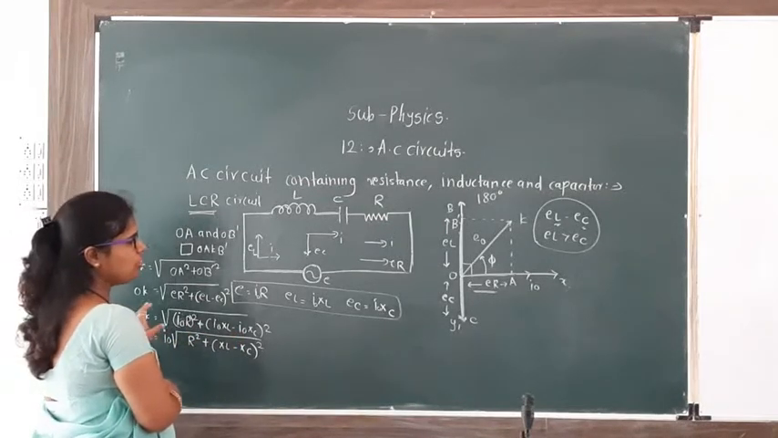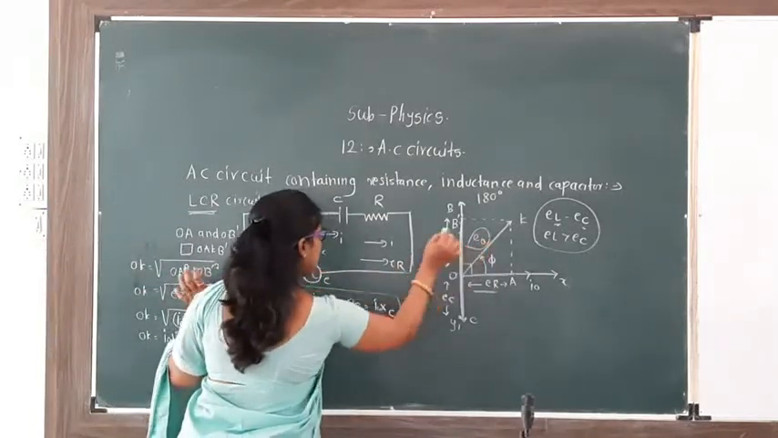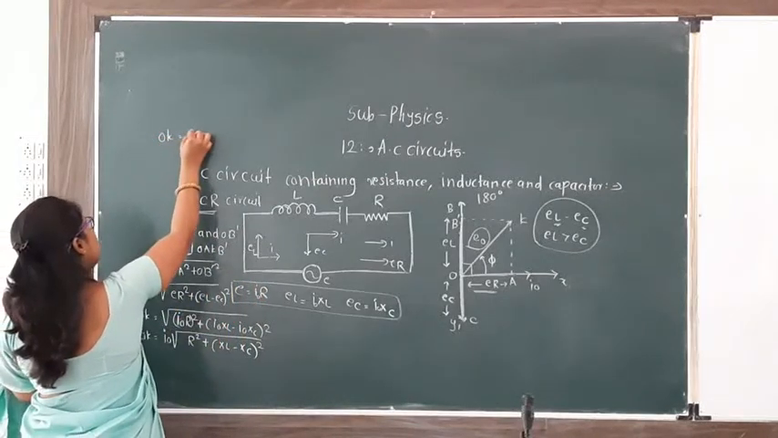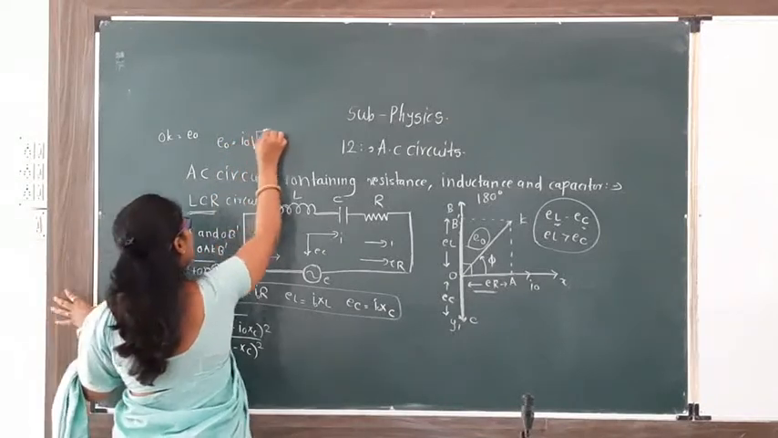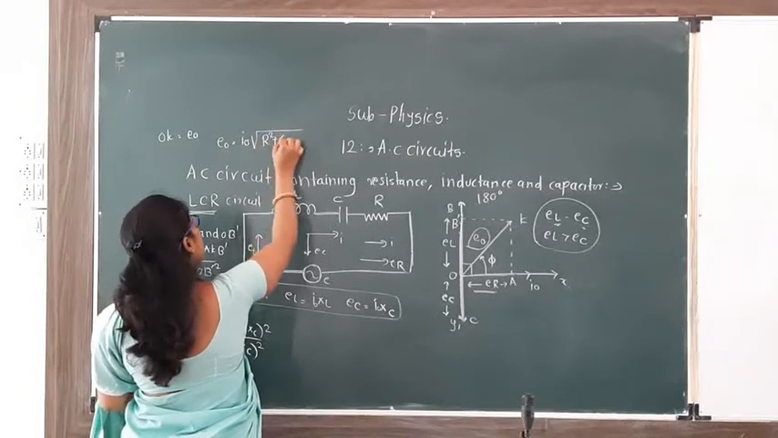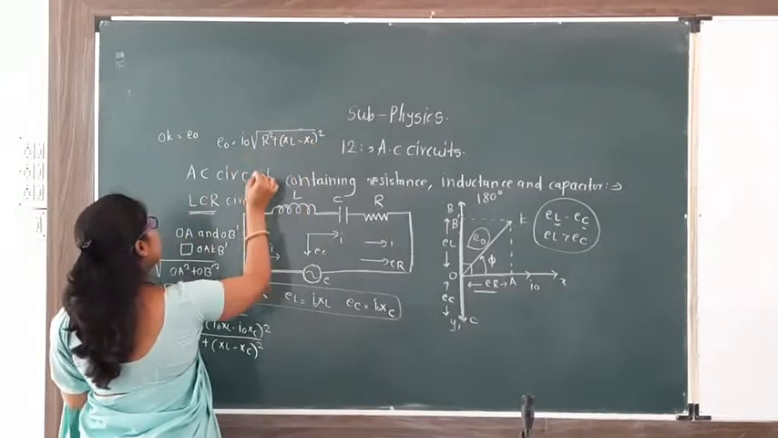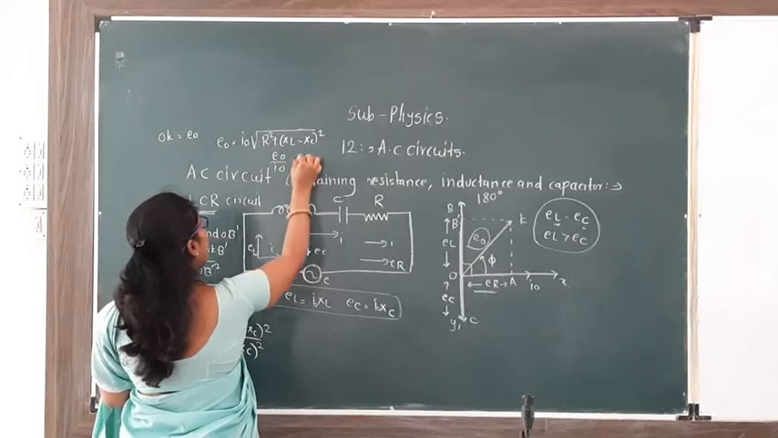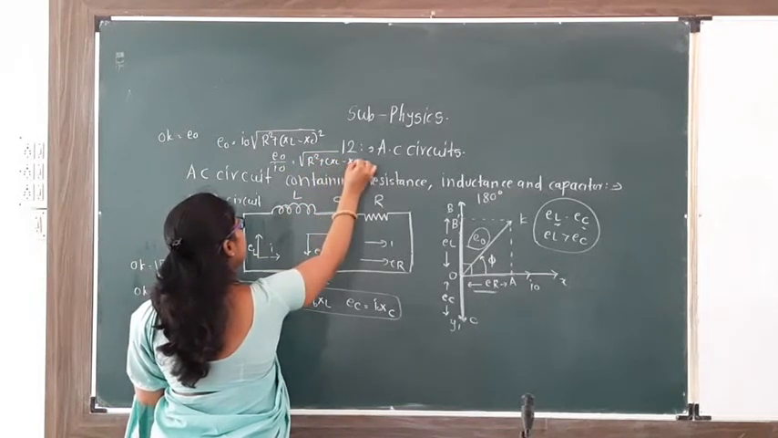Now what is OK? E0. What does OK mean? The peak value of voltage. Therefore OK is equal to E0. Therefore E0 is equal to I0 square root of R square plus XL minus XC square. Now E0 upon I0 is equal to square root of R square plus XL minus XC square.